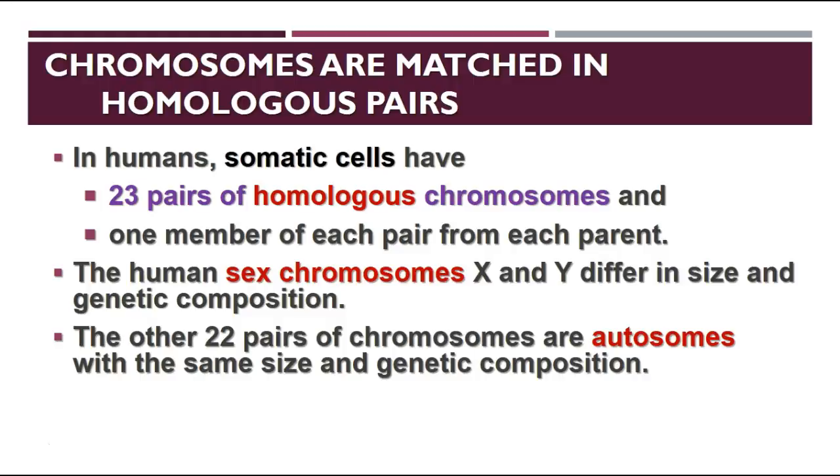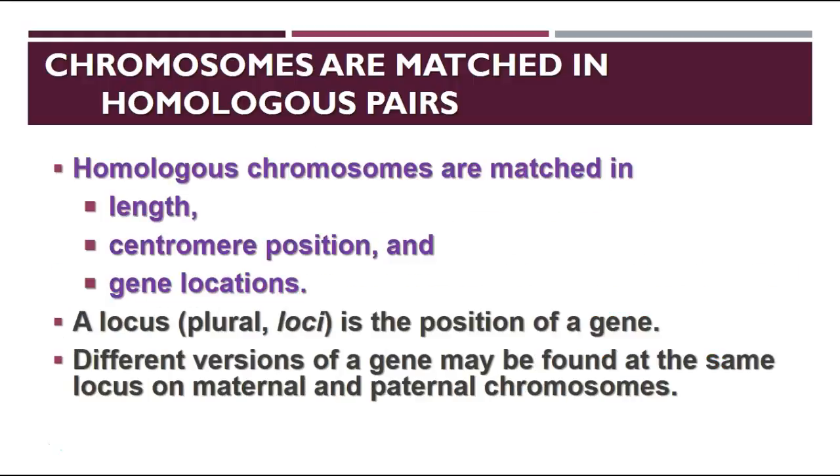In humans, the sex chromosomes X and Y are actually different in terms of their size and their genetic composition, but the other 22 pairs, the autosomes, are the same size. They are definitely homologous to each other. Homologous chromosomes are the same length, they have the same position of their centromere, and the locations of the genes are in the same place. A locus is the position of a gene on a chromosome.